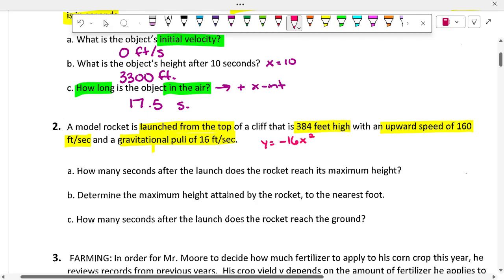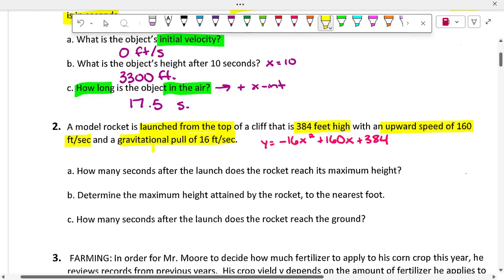So, when it comes to these, depending on whether it's in feet or meters, you always are going to start with either negative 16 or negative 4.9. 16 is feet, 4.9 is meters. What comes next? Plus 160x, because that's my velocity. Then what? Plus 384, because that's my initial height. So that would be what you would end up putting into Desmos.